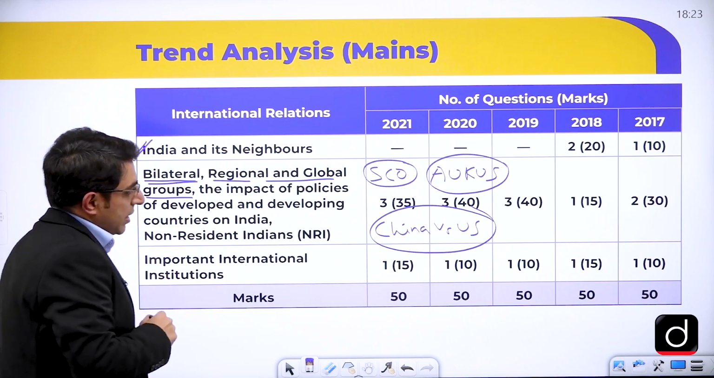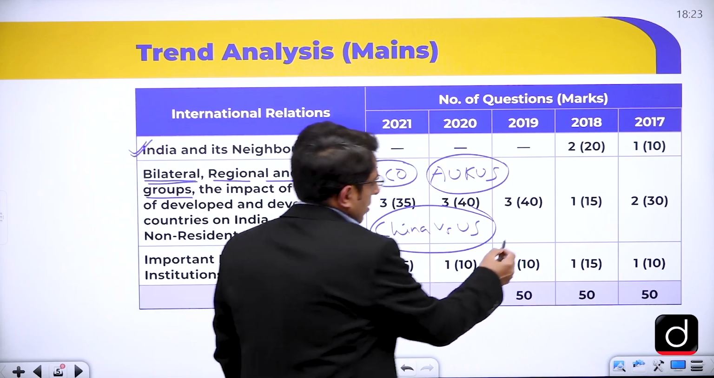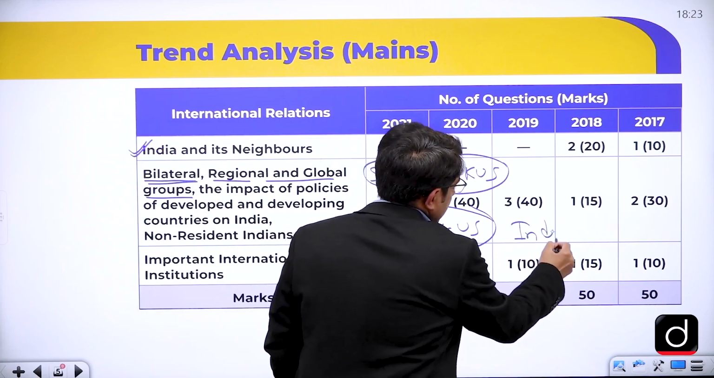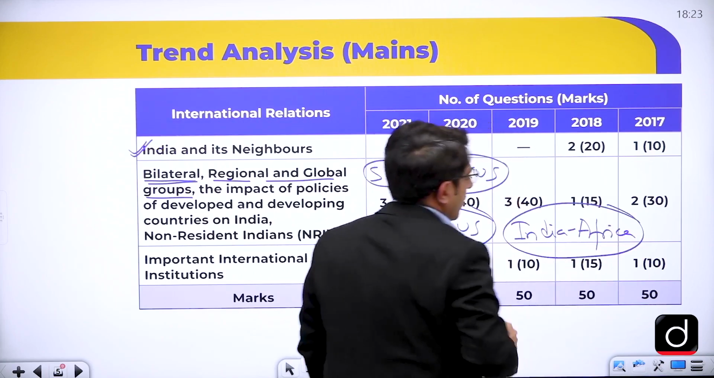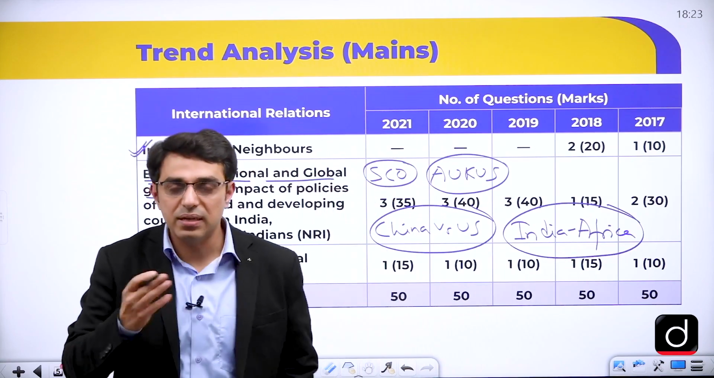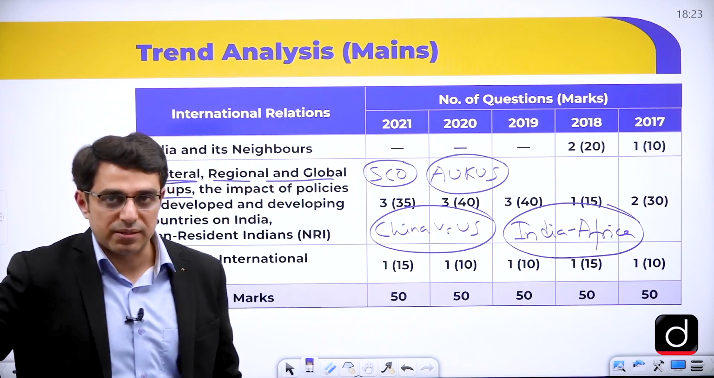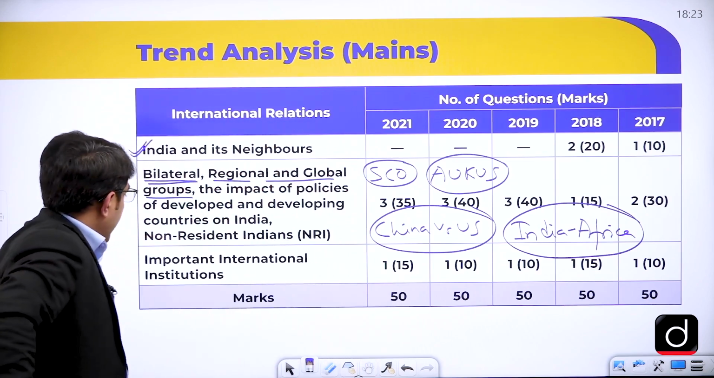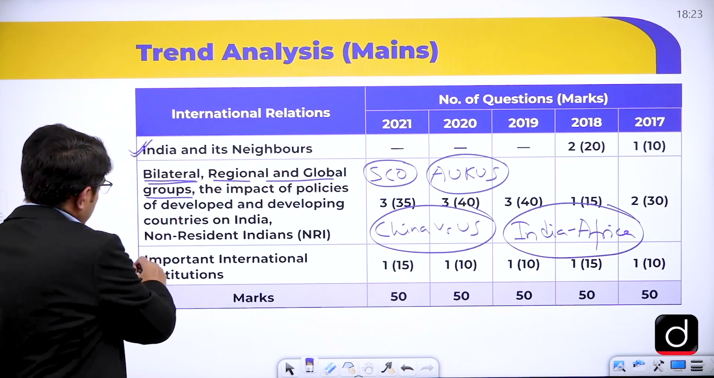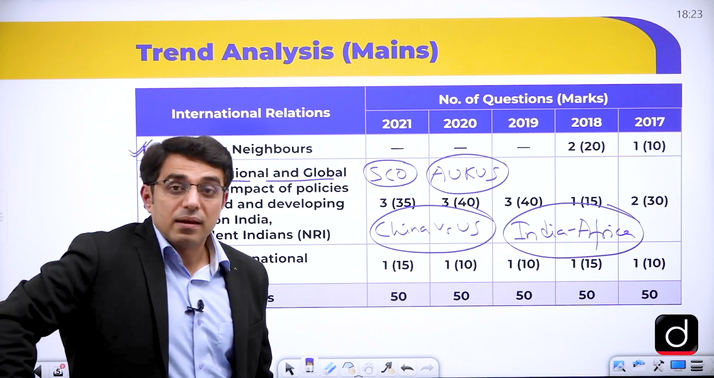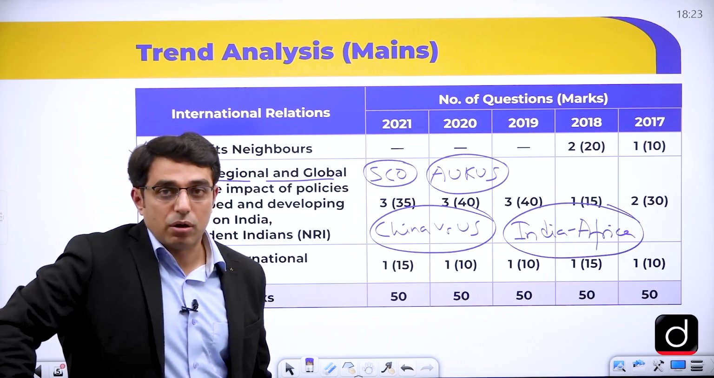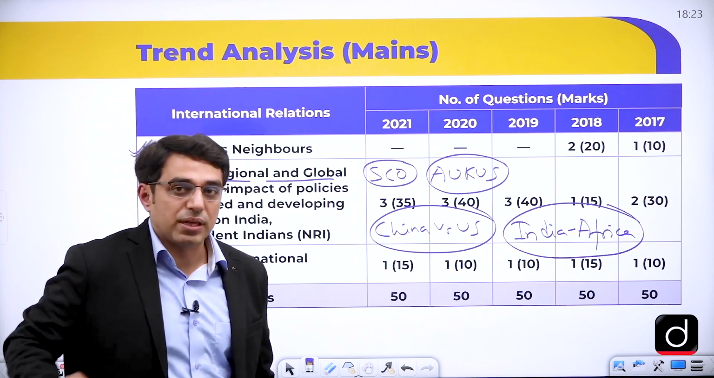Then another question that has been asked, which is from the static portion, is India-Africa, and what is India's influence in Africa over the recent years. And important international institutions have been given a miss this time, and last year there was a question on the World Health Organization, because that was in news.